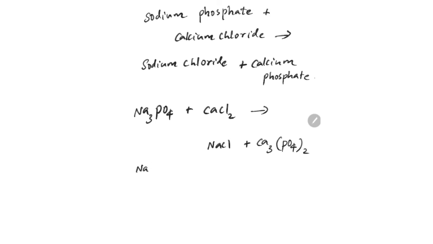In this equation also, let's check the numbers. Sodium, this is reactant side, this is product side. Sodium is 3, here sodium is 1. Phosphorus is 1, phosphorus is 2. Oxygen is 4, oxygen is 8. Calcium is 1, calcium is 3. So these are the elements, so we are going to balance it.